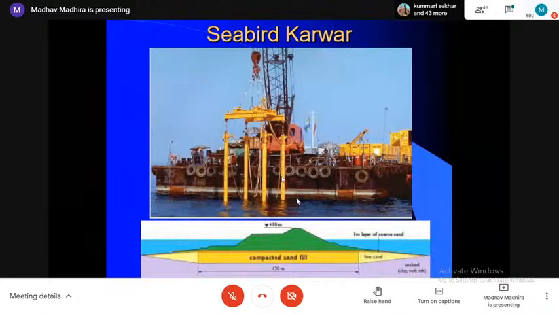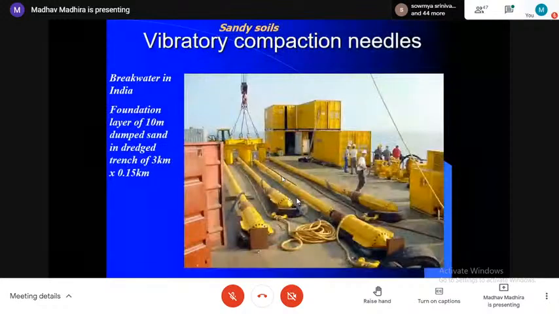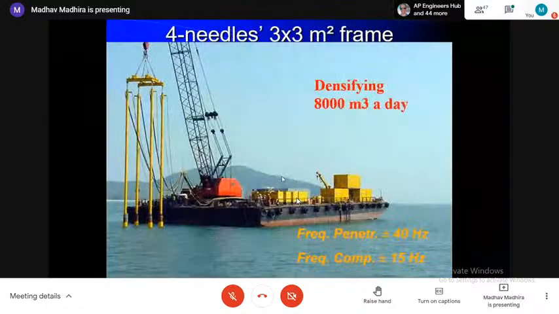The Western Naval Command, part of it was shifted to Karwar, and they had to build a huge seawall by dumping a lot of sand into the sea, on top of which the wall was built. This sand, which was dumped, had to be densified, and because it's all in the sea, they had to put the equipment in a barge, and you can see 4 vibratory needles at a time densifying the whole thing. This is how they look. And the foundation was 10 meters thick over a length of 3 kilometers, and they densified it with these vibrators. They could densify something like 8,000 cubic meters a day.